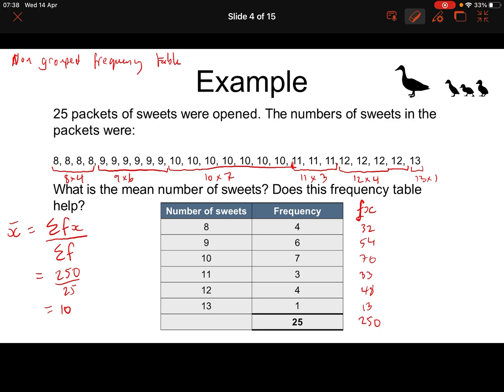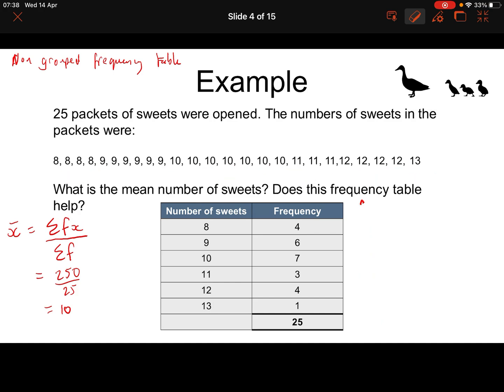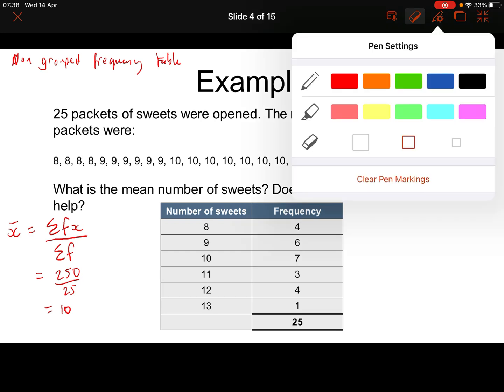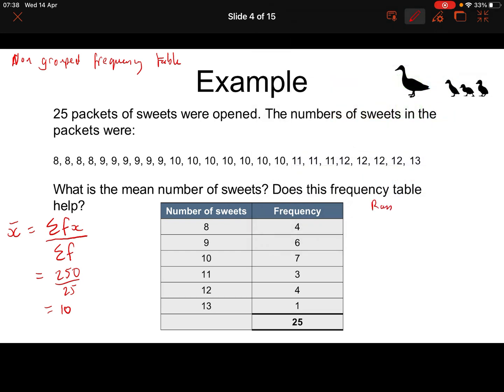Okay, right, let's just delete this stuff. Now we can also find the range. Let's do the range because that's really easy. The range is just the largest number minus the smallest number. Well, the largest number you can see here is 13, and the smallest number is 8. The smallest number is not 1, because the 1 in this is a frequency. It's not a number in the data set. That's just saying that 13 happened 1 time. So the range is 13 minus 8. It's equal to 5, okay?